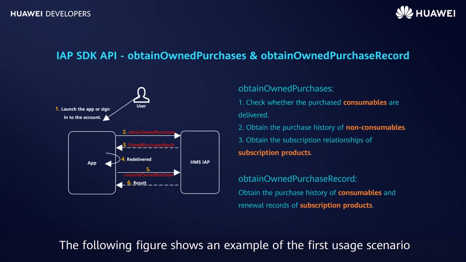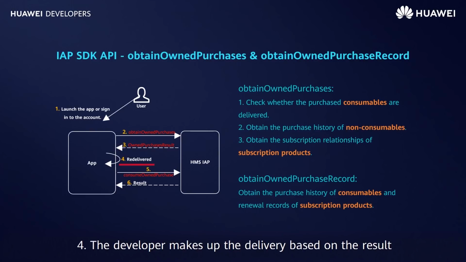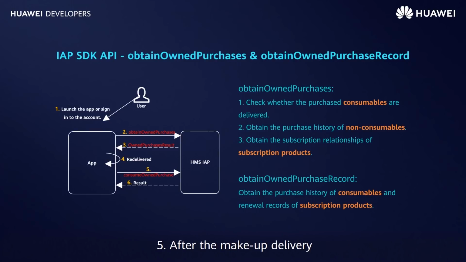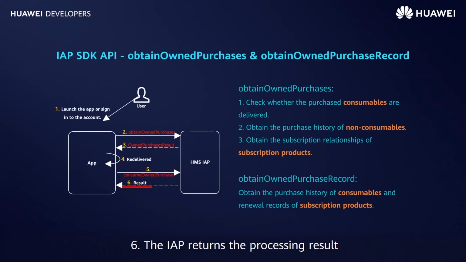The following figure shows an example of the first usage scenario of obtainOwnedPurchases. That is, query the consumables that have been dropped and make up the delivery. 1. The user starts the application. The application is initialized. 2. The developer calls obtainOwnedPurchases to query the order exceptions of consumables. 3. The IAP server returns the result. 4. The developer makes up the delivery based on the result and updates the order status to delivered. 5. After the makeup delivery, the developer calls the consumeOwnedPurchase interface to update the IAP server order status as delivered. 6. The IAP server returns the processing result.